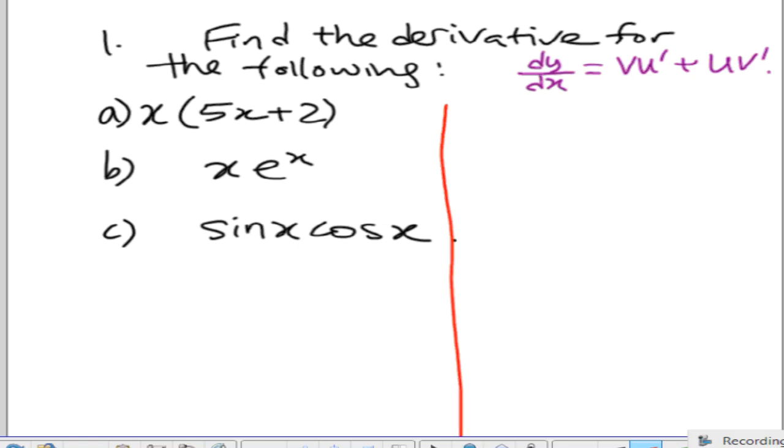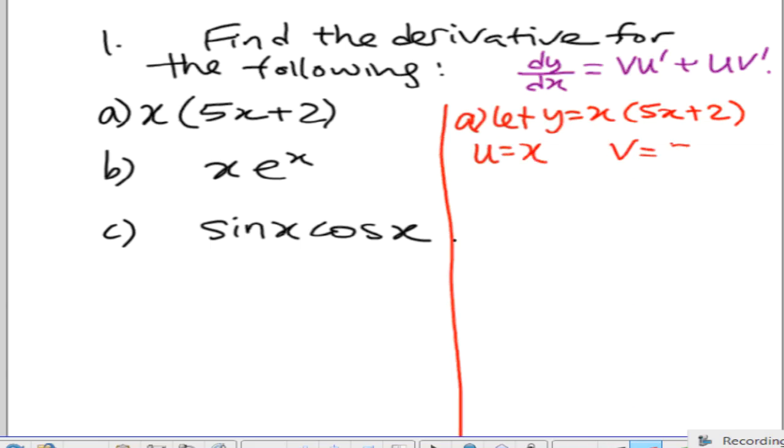I'm going to start by doing part a here. Let y equal x times 5x plus 2, where u is equal to x and v is equal to 5x plus 2. Now, this particular question is actually very easy. If you multiply through, you can do it immediately. But I'm just going to use the product rule as practice. And v dash in this case is 5.